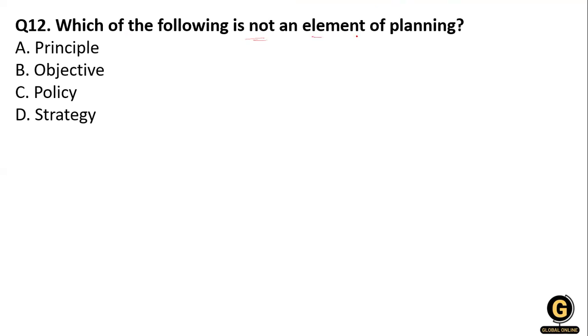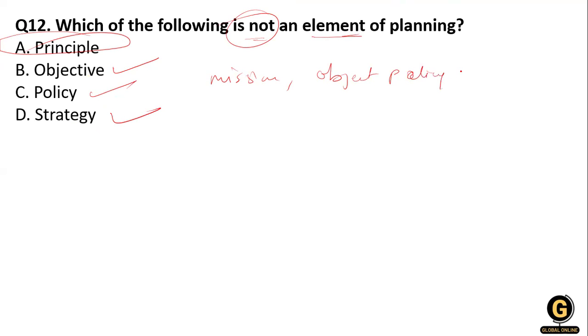The element which does not come under planning: you know that in planning there is an objective, there is a policy, there is a strategy, but there is no principle. Okay, so there is no principle. The entire process of planning consists of many aspects. This basically involves the mission, objectives, policies, procedures, program, budget, strategy, and all of the above. Okay, so these are the elements, but not a principle. Clear?